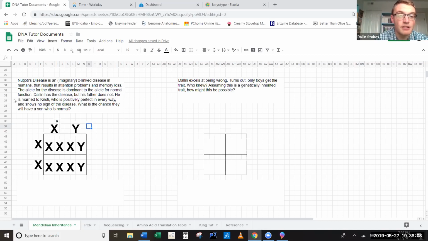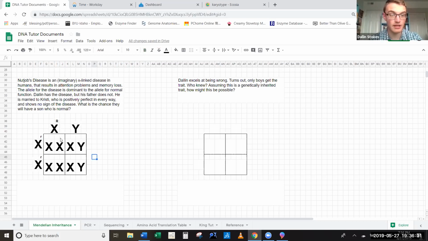He is married to Christy, the wife, who is positively perfect in every way and shows no sign of the disease. Okay, so if dominant is disease, again, what is her genotype? She doesn't show the disease, so she has to be little r, because she is normal.